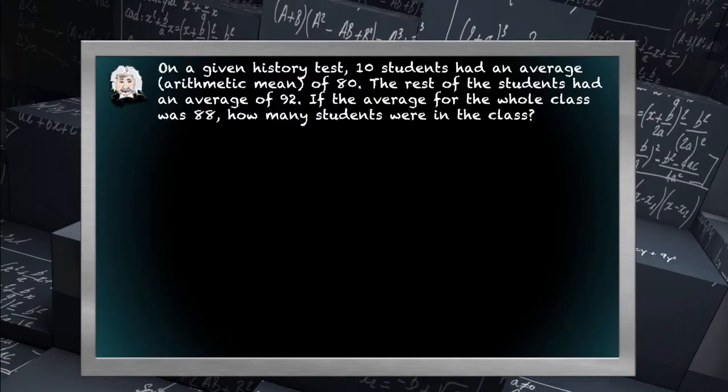On a given history test, 10 students had an average, or arithmetic mean, of 80. The rest of the students had an average of 92. If the average for the whole class was 88, how many students were in the class?